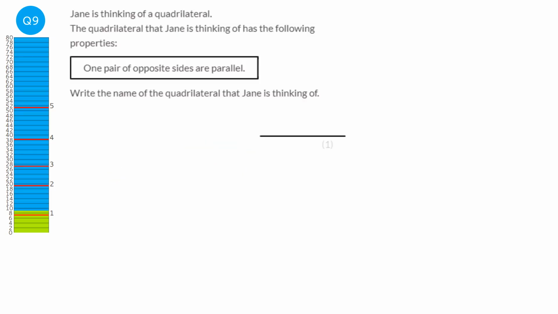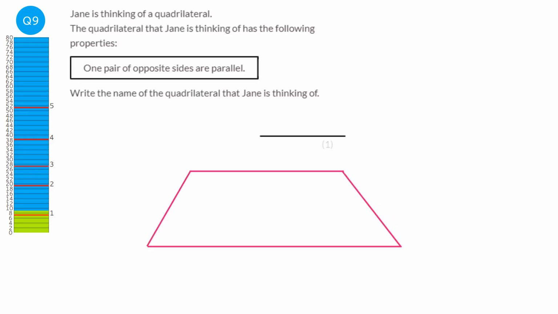If we tried to draw a quadrilateral with a pair of parallel sides, and then it's a quadrilateral, so join them up, it's got 4 sides, then the shape we draw will always be a trapezium. So our answer is that it is a trapezium.